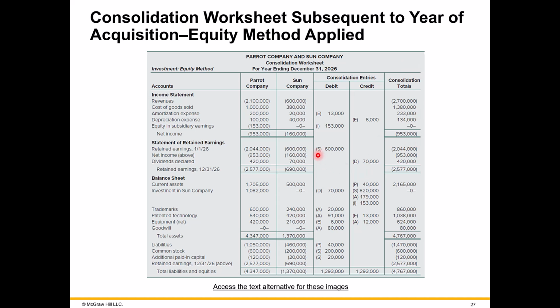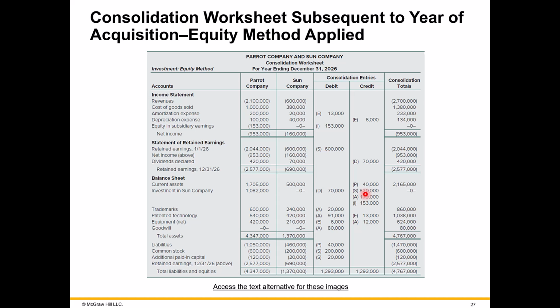So the first one was S. We get rid of the common stock of the sub. We get rid of the paid in capital of the sub. We get rid of the beginning retained earnings of the sub. All debit, debit, debit. And of course, the offsetting credit is to reduce the investment in the sub on the books of the parent, ultimately zeroing it out here. So we got the bulk of the amount being zeroed out with this 820. So that's S.